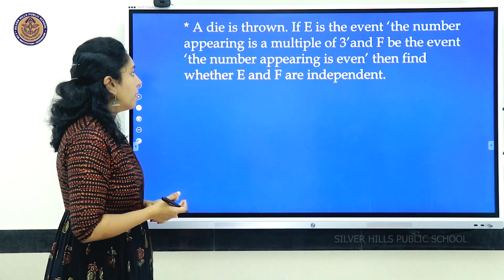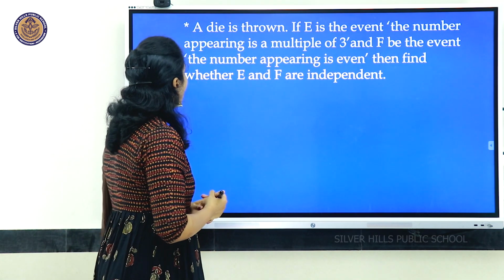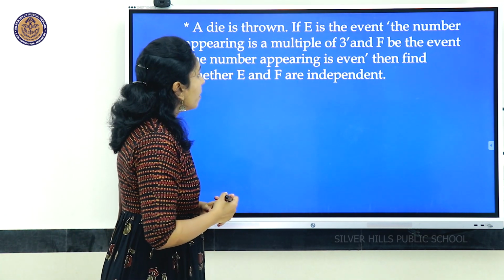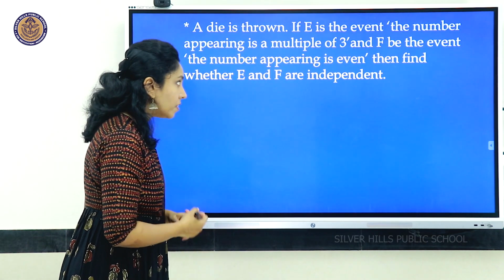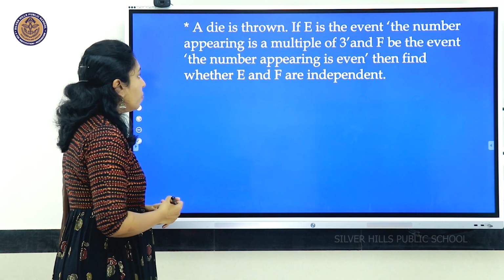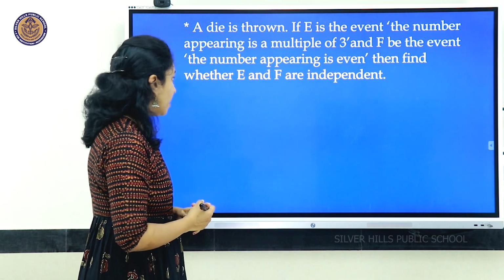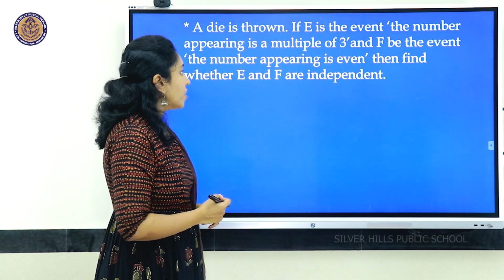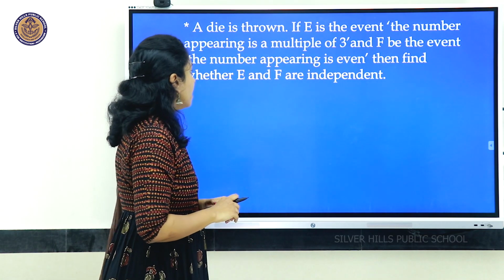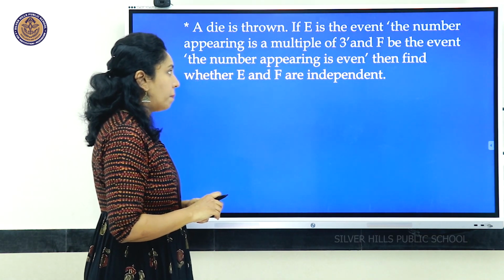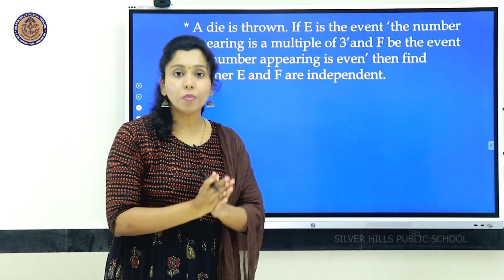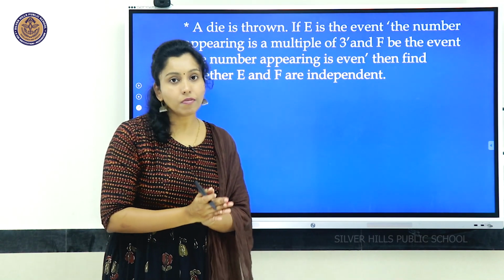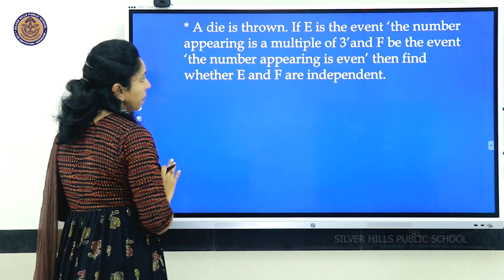Now, let us do one simple example based on that. A die is thrown. If E is the event, the number appearing is a multiple of 3 and F is the event, the number appearing is even. Then find whether E and F are independent. So, the condition we know: P of E intersection F, if you can prove it equals P of E into P of F, then we prove those two are independent.